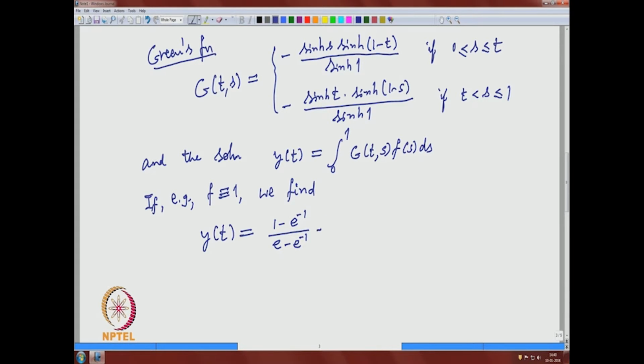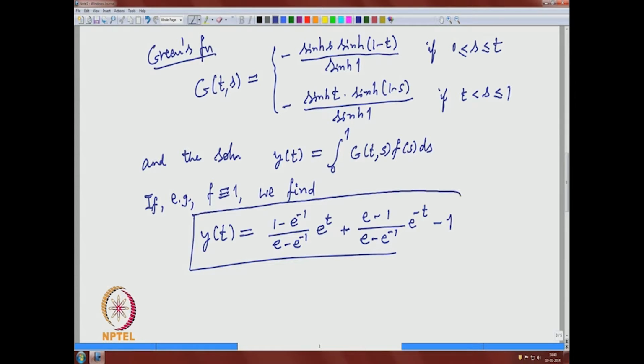So, e to the t plus (e minus 1) by (e minus 1) e to the minus t, and there is a minus 1. Okay. So, you can verify this. So, this satisfies the equation y double dot minus y equal to 1 with boundary conditions y(0) equal to y(1) equal to 0.